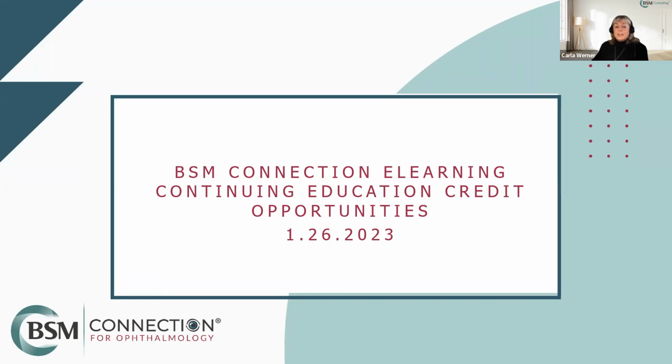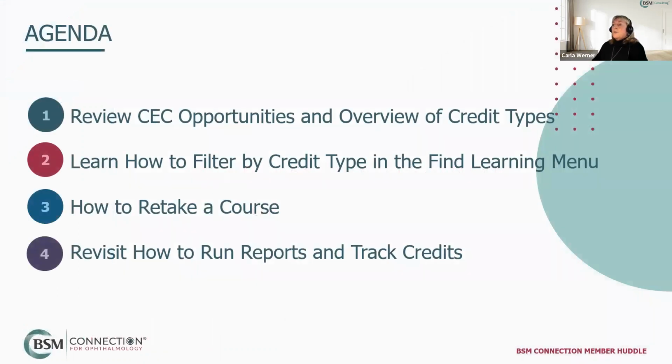Here's a quick agenda that Amy and I are going to be sharing with you. So number one, we're going to review CEC opportunities and then an overview of our credit types. We've had some changes that we're excited to share with you. We're going to learn how to, or revisit how to, filter by credit type in the Find Learning or Course Catalog menu. And then also how to retake a course. It's super easy, so we just want to review that as well. And then revisit how to run reports to help you and any of your staff track their credits.